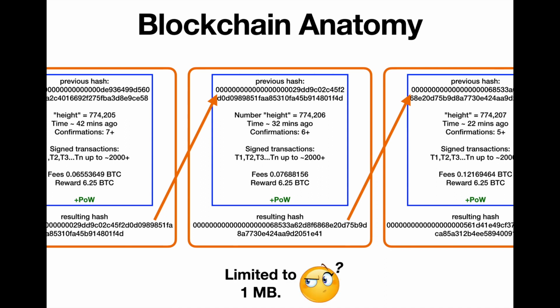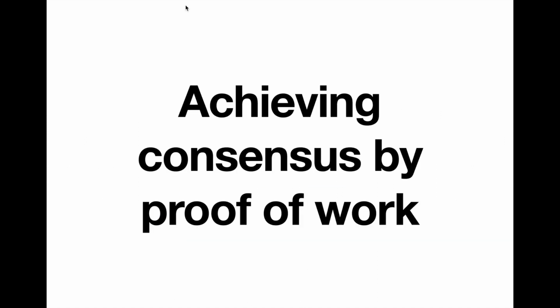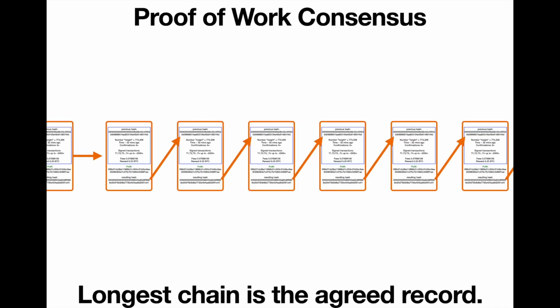Now it's limited to 1 megabyte, and that, you'll see, has great importance later on. Now let's talk about achieving consensus by proof of work. So the proof of work consensus is basically selecting the longest chain, which has the greatest amount of work inputted into it. This is represented by this middle chain here.